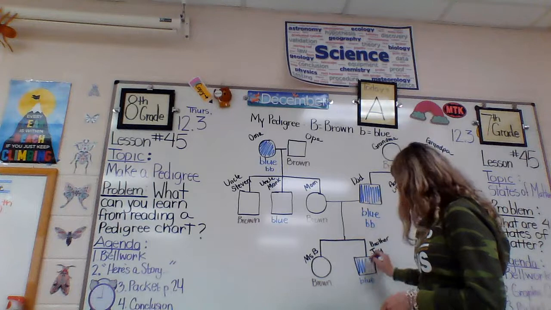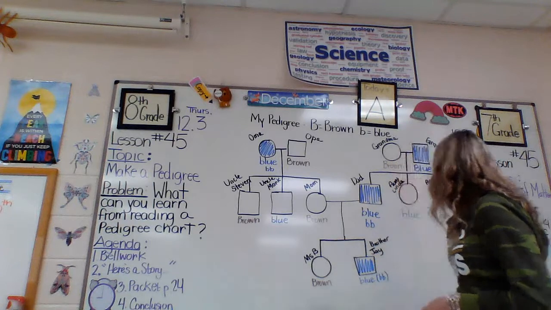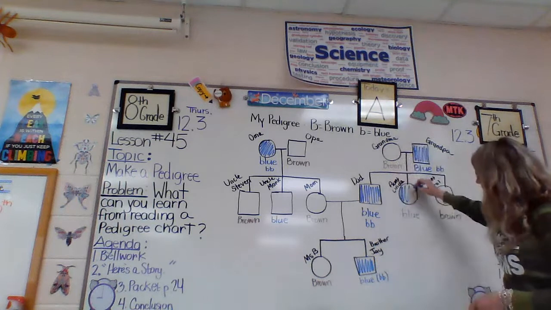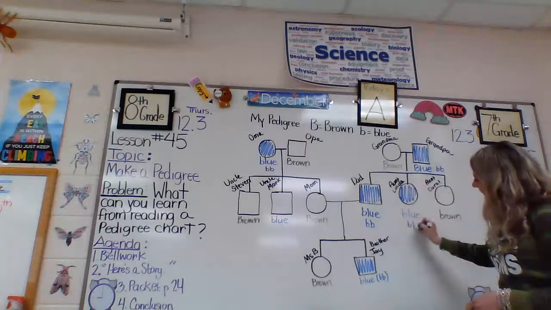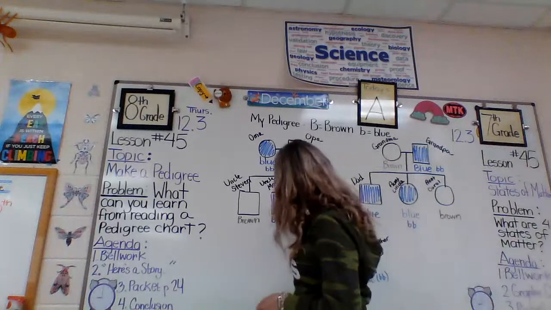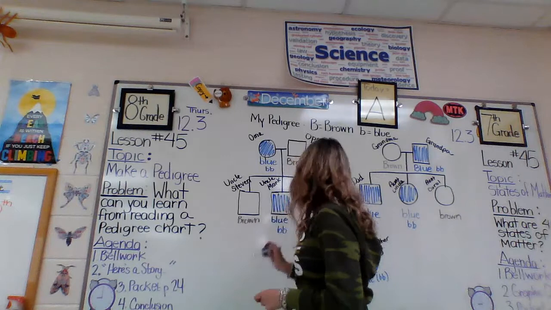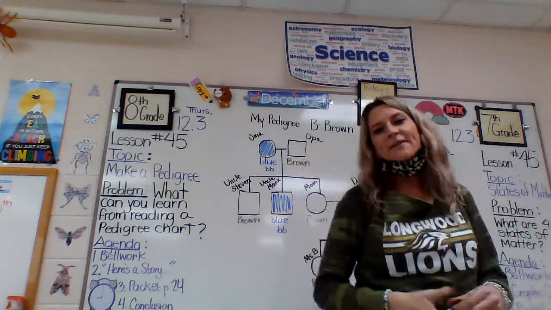Uncle Jay, little b, little b. Aunt Linda, little b, and as I call him, Uncle Mark. It's a little b, okay?